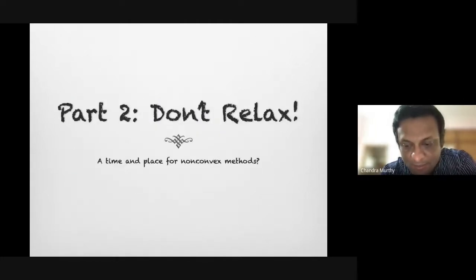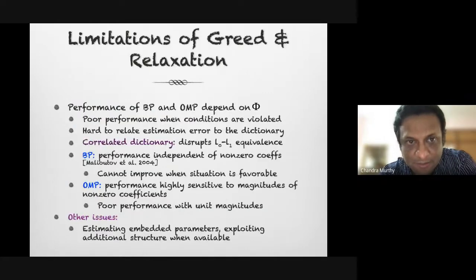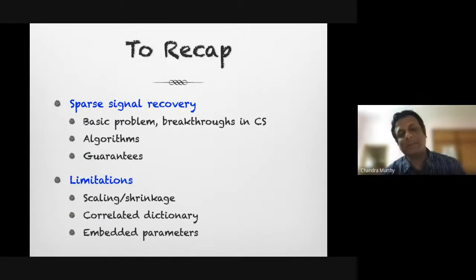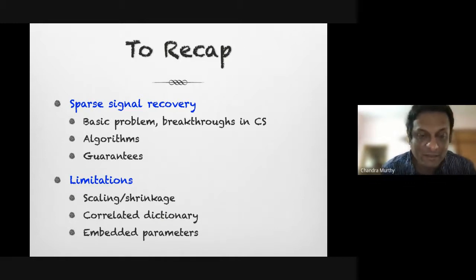Any other questions? Sensing matrix. How do we generate the sensing matrix? Yeah, so as I mentioned, in many practical situations, the measurement matrix is given to you. It's decided by nature. So, for instance, there is this thing called the single pixel camera.